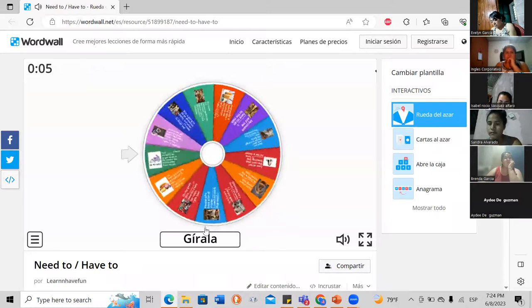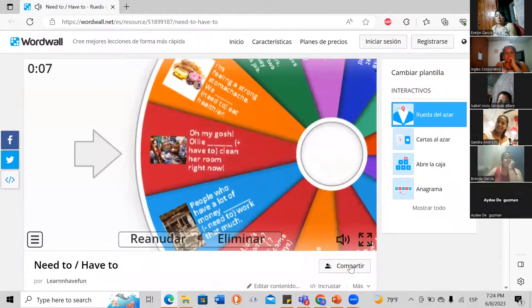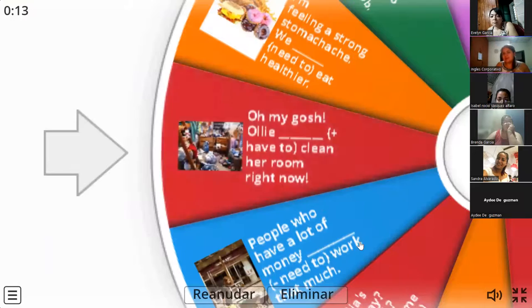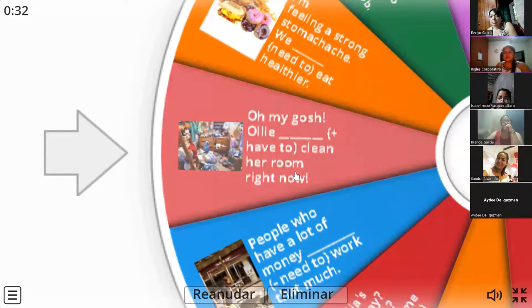Okay, we have this wheel. It says, oh my gosh, Ollie. Has to. Cuando es tercera persona es has, okay? Has to clean her room right now. Okay. That is an obligation, okay? Has to clean the room right now.